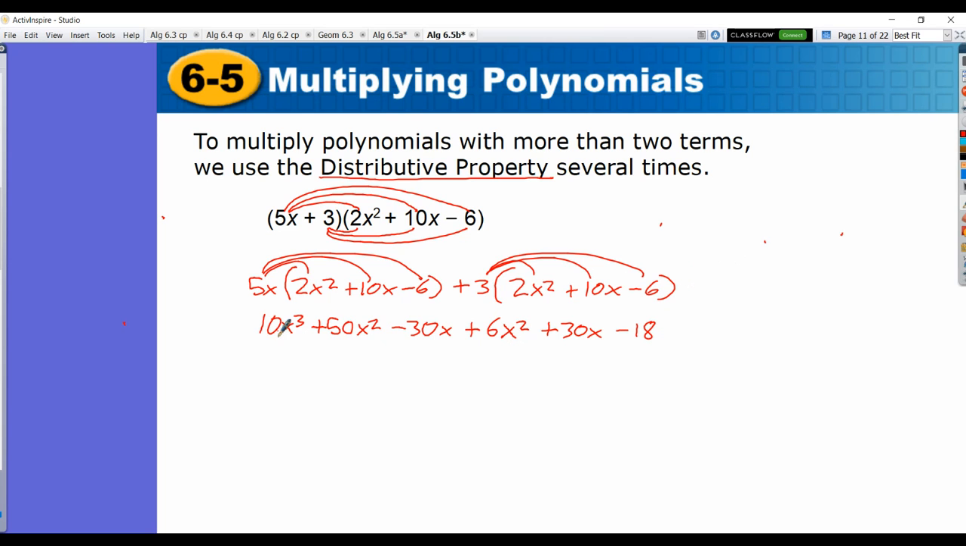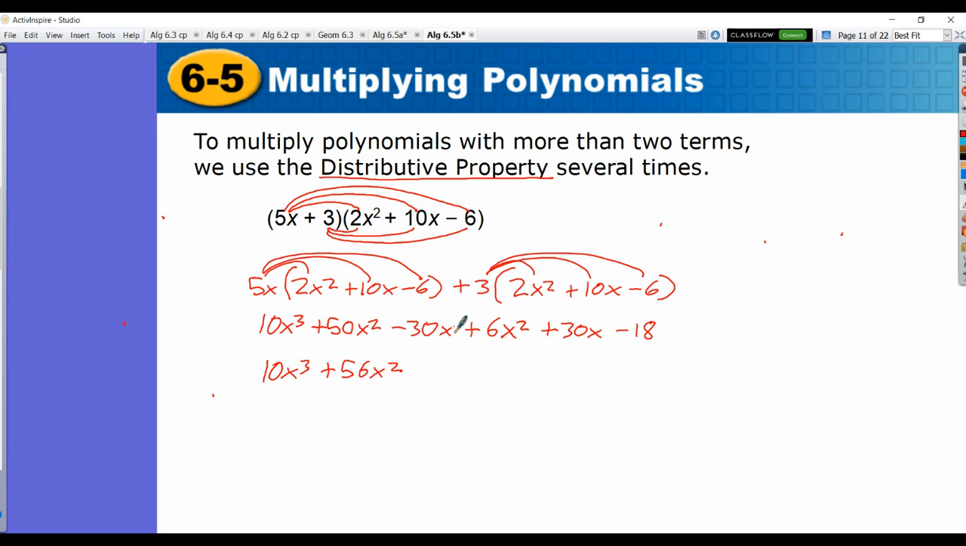Okay, so look at that big mess that we have now, all of those terms. All right, so now we're just going to go through and see what like terms we have to combine. Start over here with your x^3. I don't have any other x^3s in here, so 10x^3 will not combine with anything. So we're going to leave it there. Next, take a look at your 50x^2, find some other x^2s. Here's another one that we have, so we can combine positive 50, positive 6 together to get 56x^2. All right, so that takes care of those.